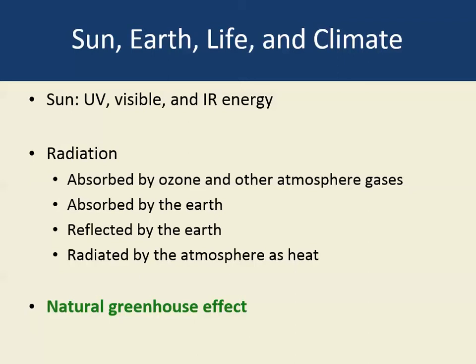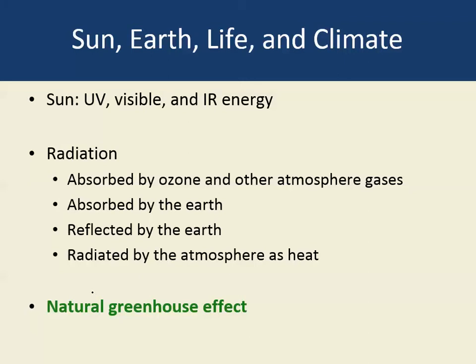So here we're dealing with sun, earth, life, and climate. Obviously, the sun produces all kinds of energy. You've got ultraviolet radiation, visible radiation, infrared radiation. And that radiation that comes in takes a number of different paths. It can be absorbed by the ozone and other atmospheric gases. It can be absorbed by the earth and all the things that are on it. It can be reflected by the earth. It can be reflected by cloud tops high up in the atmosphere. And then it can be radiated by the atmosphere as heat.